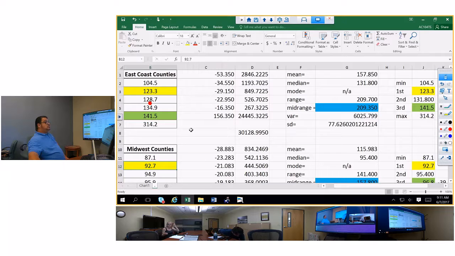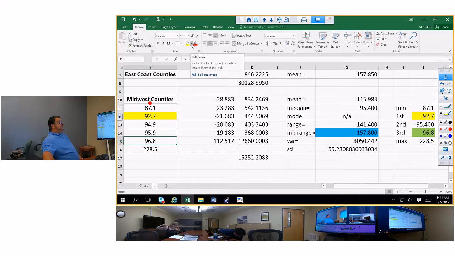That's why I use the Excel spreadsheet. So I can try to get it all on one screen for y'all.